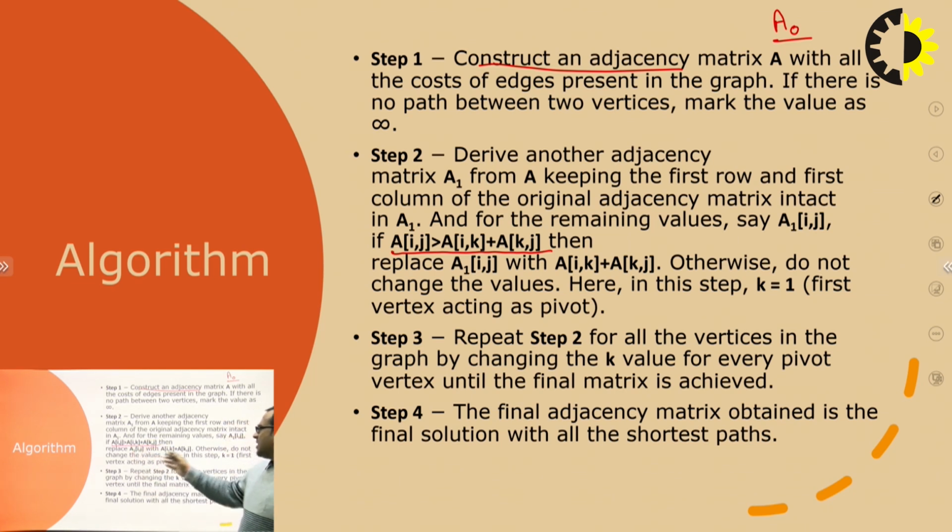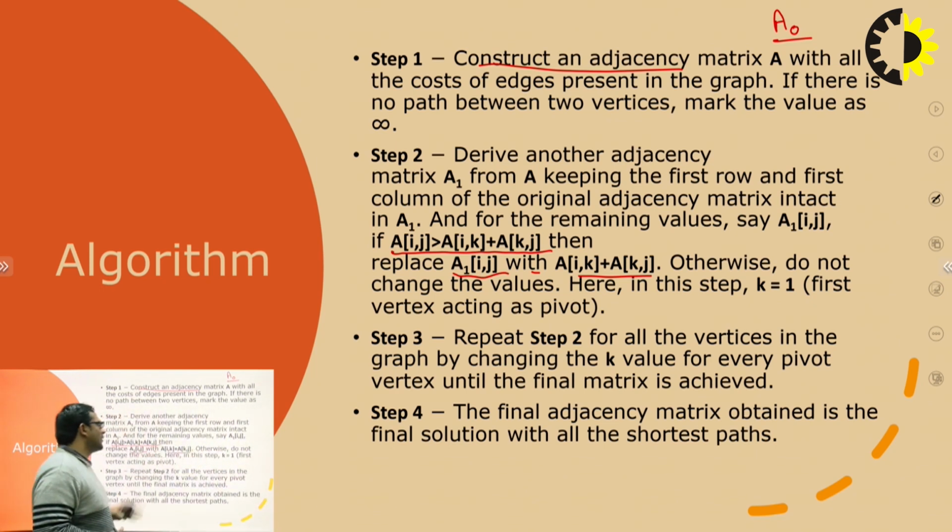then replace it with the minimum value, that is, replace Aij with this sum if this is possible. Otherwise, do not change the value. Here in this step, k is equal to 1, the first vertex acting as a pivot element. This is just the algorithm. I'll explain it with an example also.